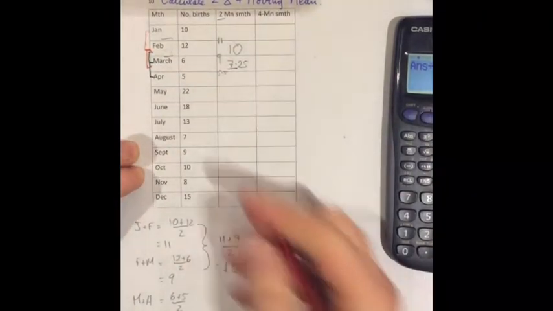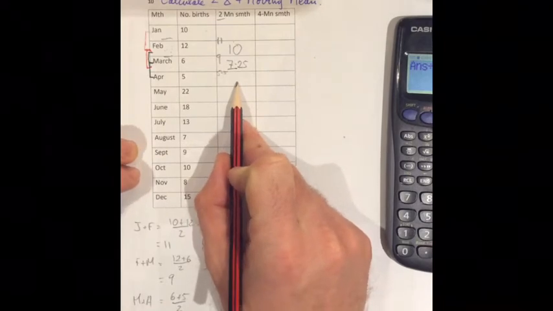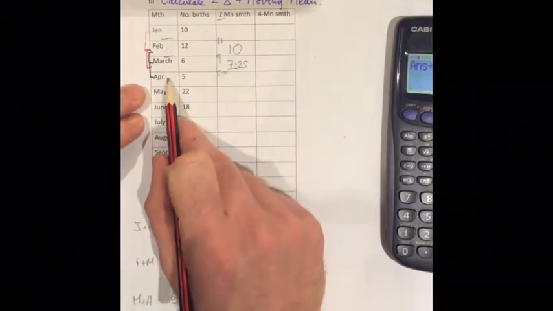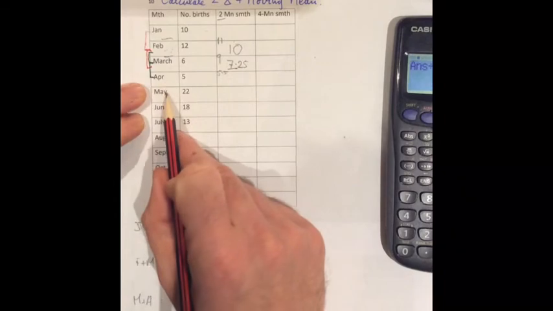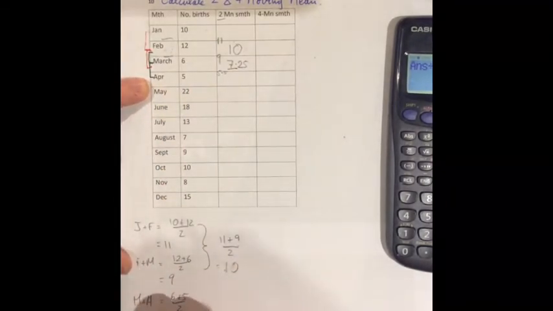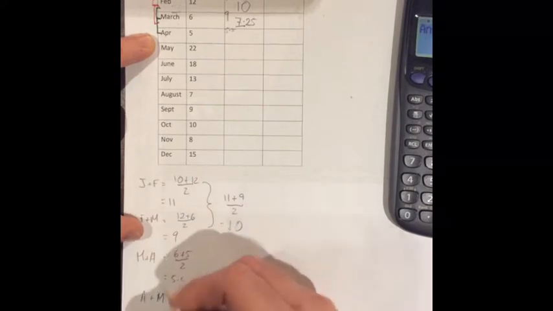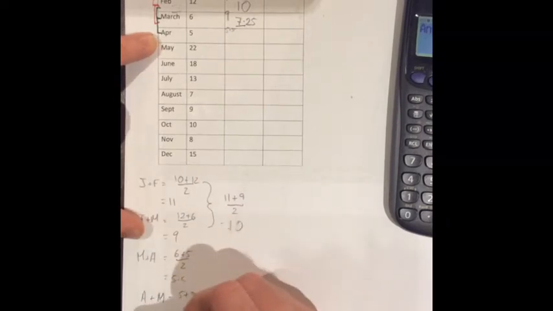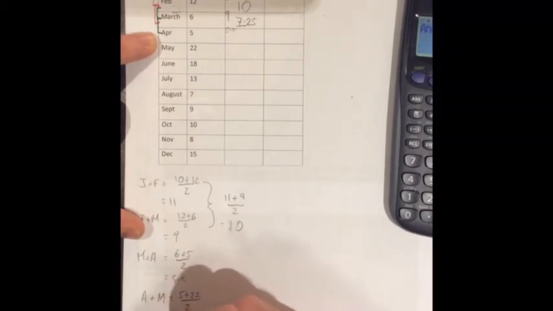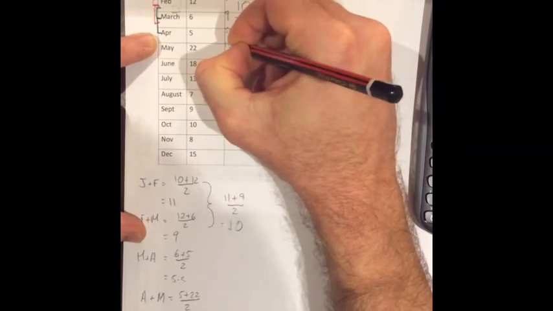All right, now we're going to move down. We're going to find the 2 mean smoothing for April. We've got March and April right there. So April and May, 5 plus 22 is 27, divided by 2, that'll equal 13.5.